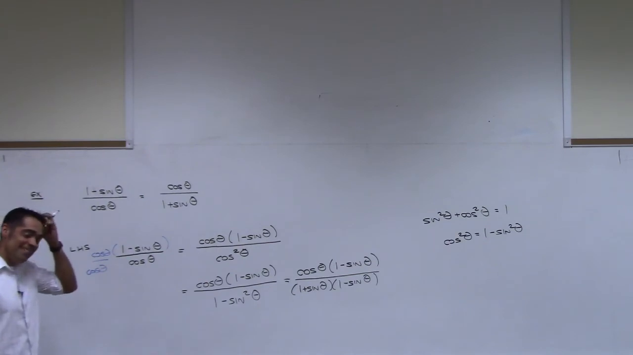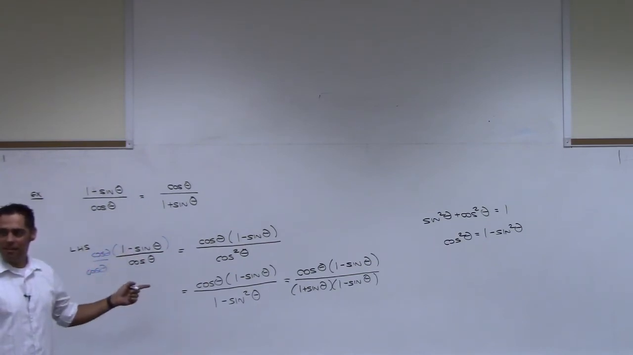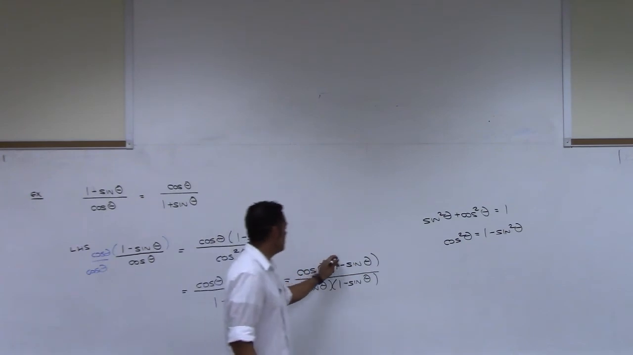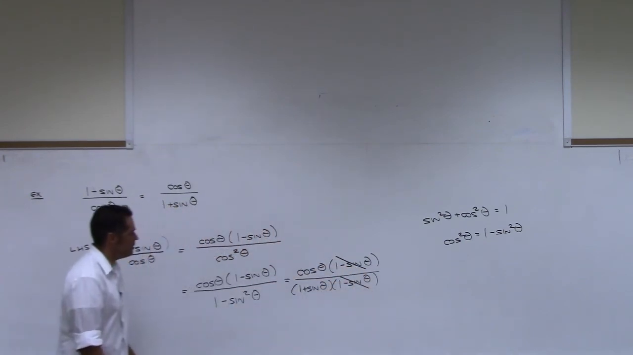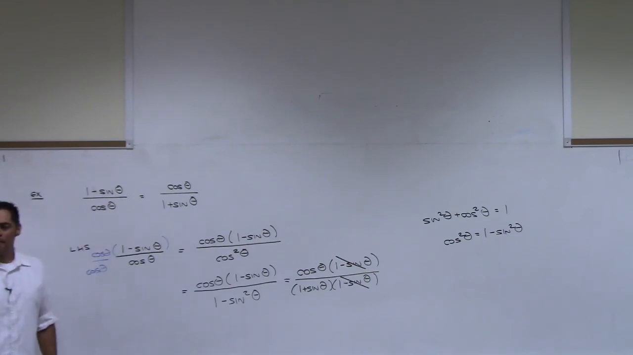All right. This is nice. This worked, right? Do y'all see it? Yeah. This cancels. And you've got it. That's it. Cosine theta over 1 plus sine theta. Wow.